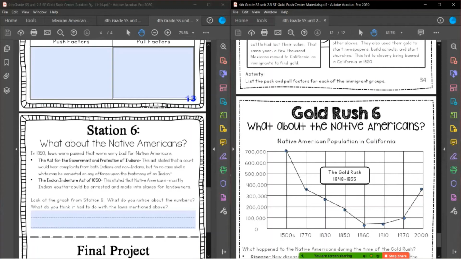So what does that mean? This act was something that was passed that said that we will hear out everybody's complaints, right? If you're Native American or you're not Native American, if you're an immigrant, so one of the people who came to the land versus the people who live there, the Native Americans, this court will hear both sides of the story, but they're not going to punish an immigrant based on the complaint of a Native American, which basically says the Native Americans will almost never get their way if there is some kind of disagreement or dispute. So you can see why this would be really bad for them.